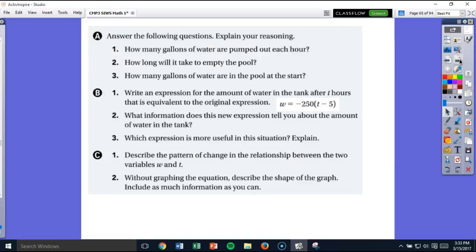And it might be easier for you also if you look at B and it asks you to write an expression for the amount of water in the tank after T hours that is equivalent to the original expression. Well, I went ahead and put the original expression back in right here. What's another way that we could write this? What's another expression that we could make from this that is equivalent to the original expression but might be easier to read? Okay, and it says here, what information does this new expression tell you about the amount of water in the tank? And which is more useful in this situation, the original one or the new one you come up with here for B1?